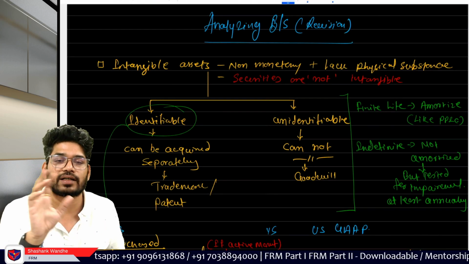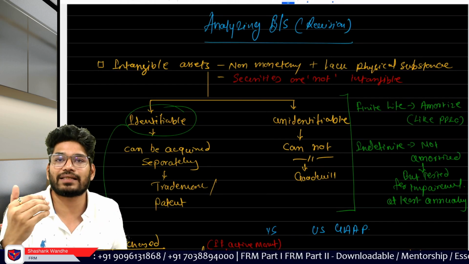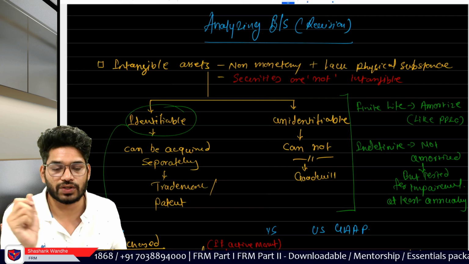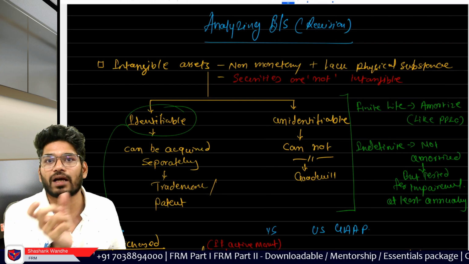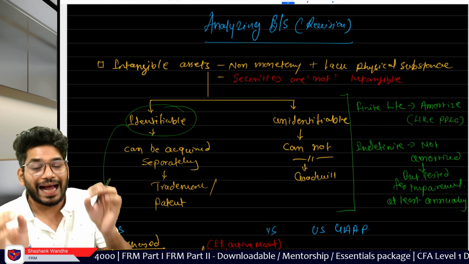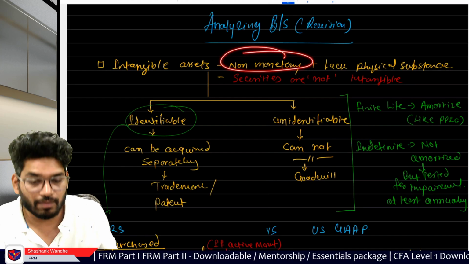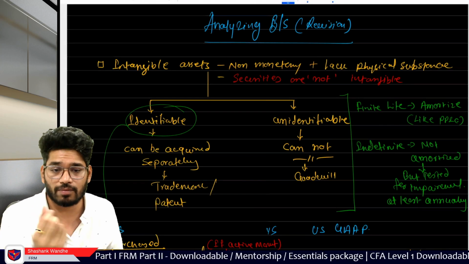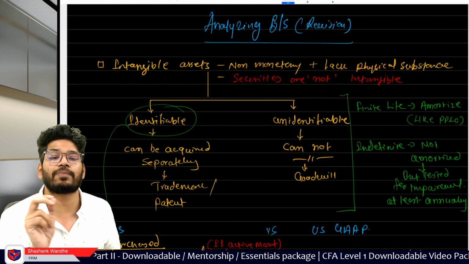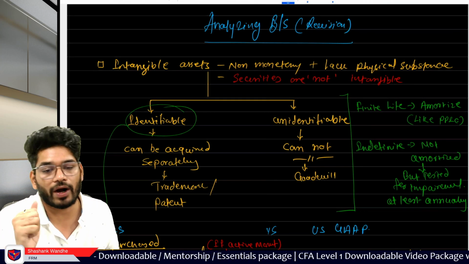Monetary assets and non-monetary assets. Monetary assets are assets which can be easily converted into cash. For example, fixed deposits or certificates of deposit, or some securities which can be converted into cash and which have a ready-made or readily available market. So that's why, because intangible assets are non-monetary, securities are not intangible assets. This is a must-remember point.